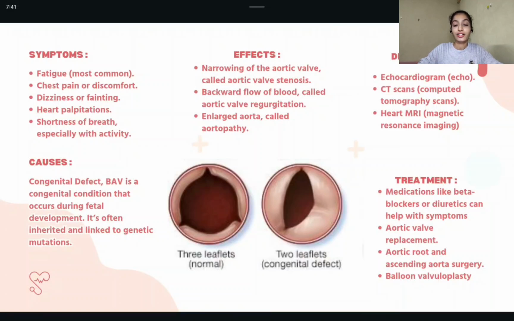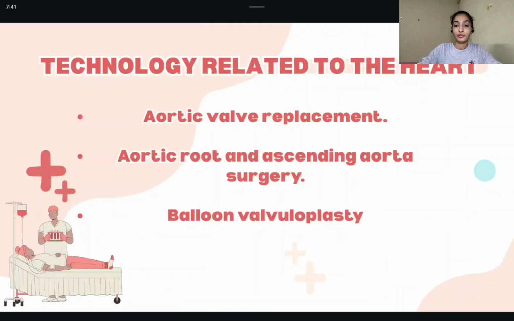And through surgery, that is aortic valve replacement, aortic root and ascending aorta surgery, and balloon valvuloplasty. The treatment for a bicuspid aortic valve depends on the severity of the heart valve disease. This takes me to my next point, that is a technology related to the heart. The first one is aortic valve replacement.